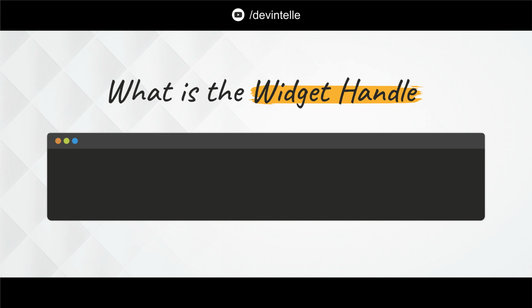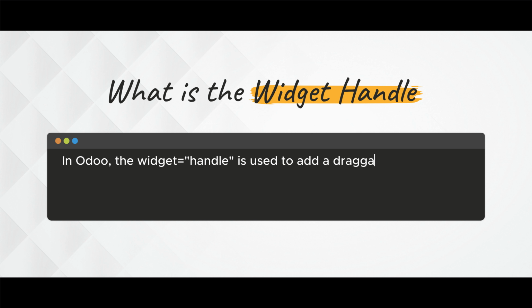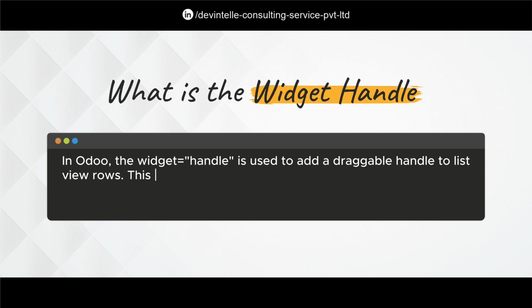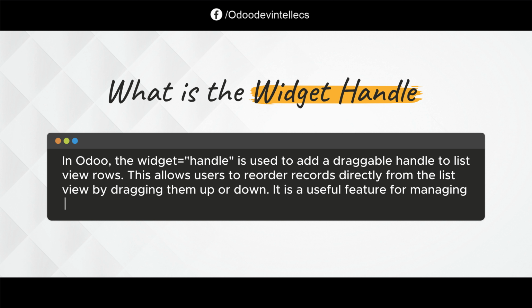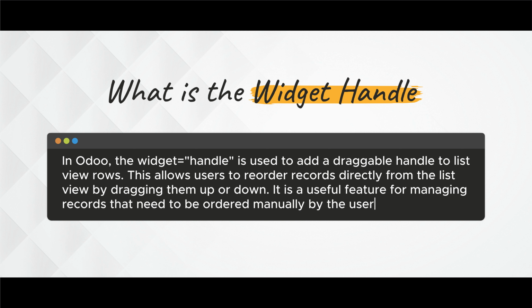What is the Widget Handle? Basically, the Widget Handle is used to add a draggable handle into the list view rows. This allows users to reorder the records directly from the list view by dragging them up or down. It is a useful feature for managing records that need to be reordered manually by the user.